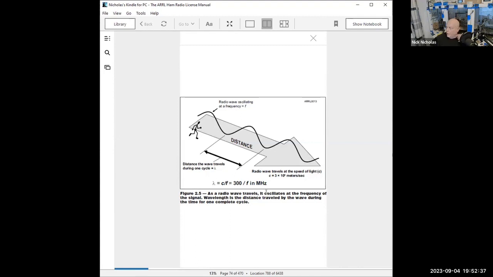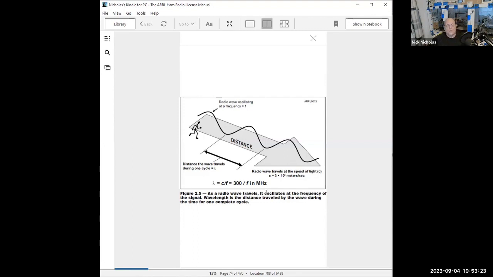So if your frequency is 100 megahertz, not a ham band, but this is easy math, and you want to know what the wavelength is, the wavelength reflects the dimensions of the antennas that work for the frequency, as well as the various bands, like 80 meter, 160 meter, 200 meters. Those are all wavelengths.